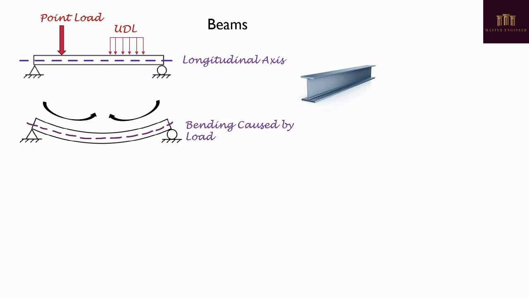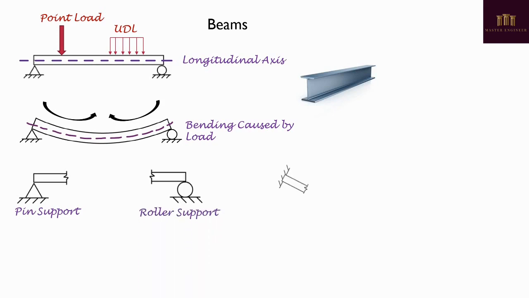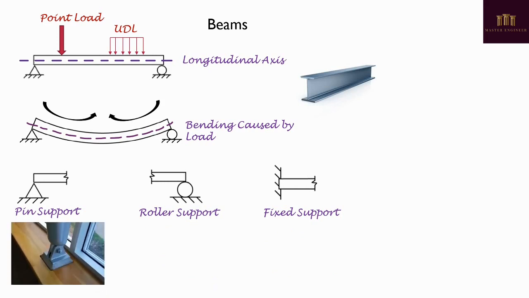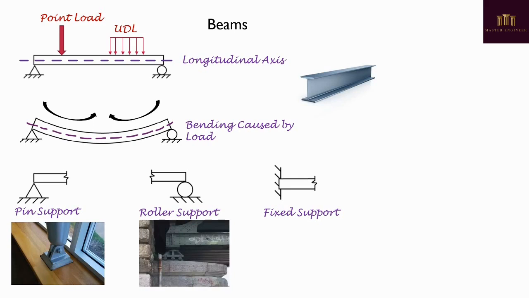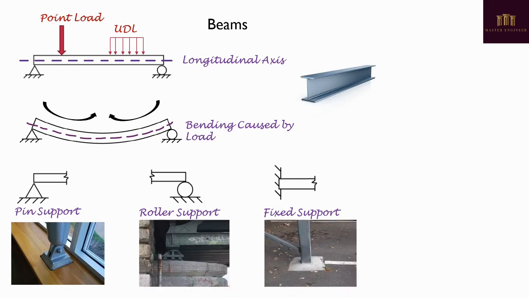Beams need to be properly supported in order to be able to carry their load. The most common types of support are pin support, roller support, and fixed support. They can be seen in real life, such as this for pin support, or this for roller support, or even this for fixed support.